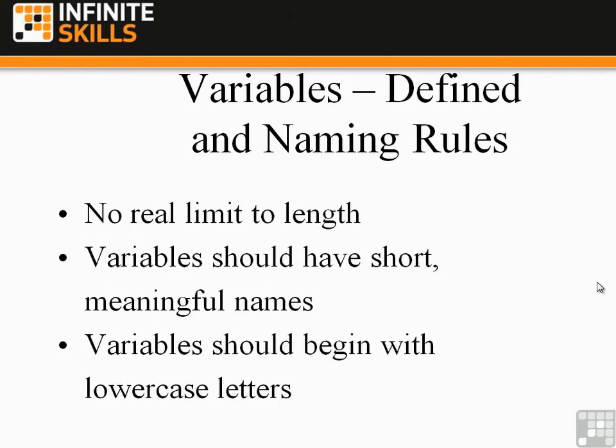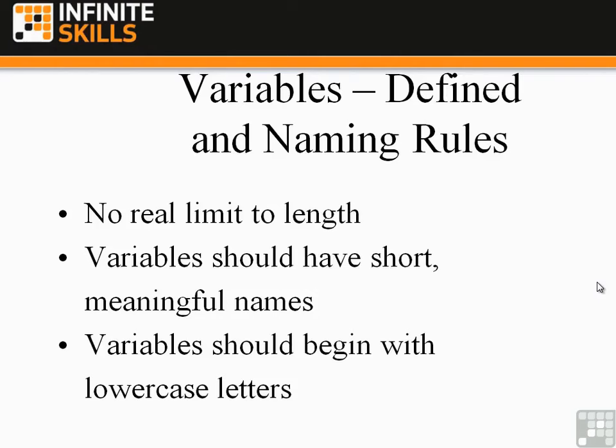Finally, let's look at some other rules about variable names. There's no real limit to their length, although any name should be as short as possible, and the name should be meaningful. In other words, if you're storing someone's first name in a variable, firstName makes sense, or even fName makes sense, whereas f by itself, just the letter f, probably doesn't make sense because it's not easy to discern what that variable is trying to store just by the single letter f. There are situations where we use single letter variables, but not for meaningful data such as a name.